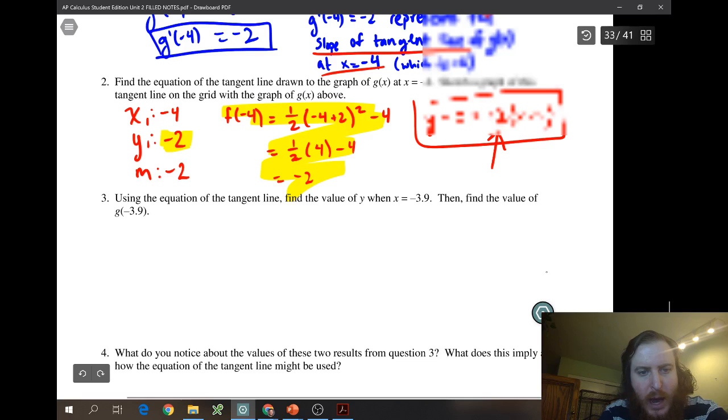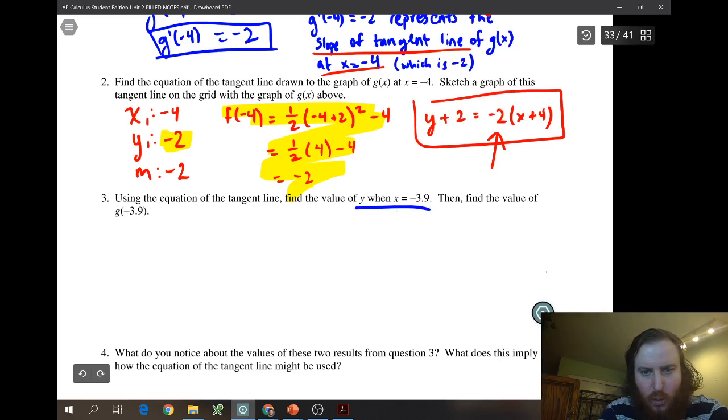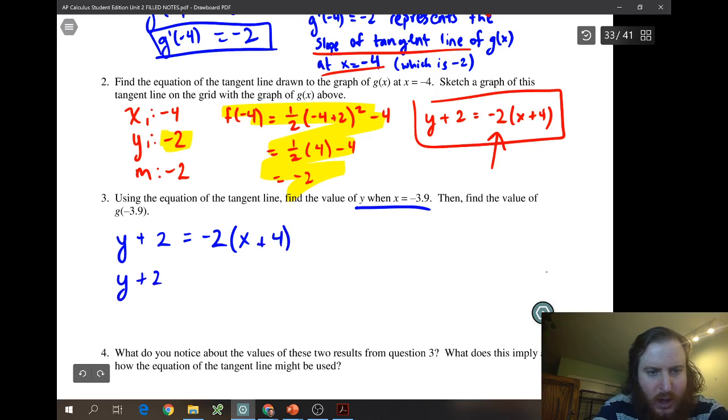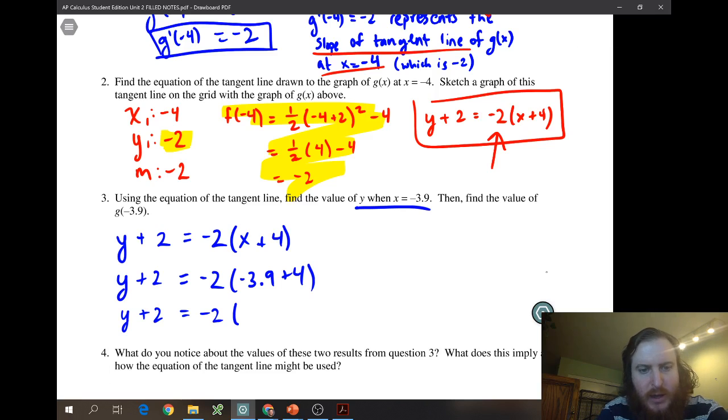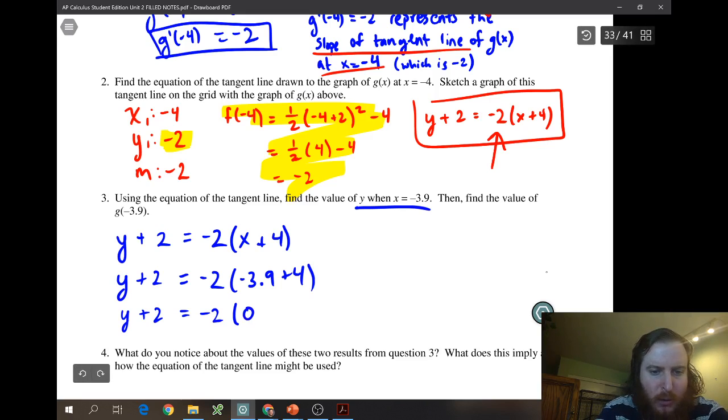So now I want to use that equation, and using the equation, find the value of y when x equals negative 3.9. So our equation was y plus 2 equals negative 2 times x plus 4. We're solving when x is negative 3.9. So this gives us y plus 2 equals negative 2 times negative 3.9 plus 4. You can just think in your head that's the same as 4 minus 3.9. You can always change the order. 4 minus 3.9 is just 0.1.